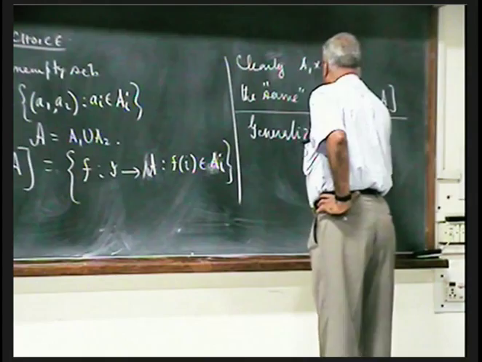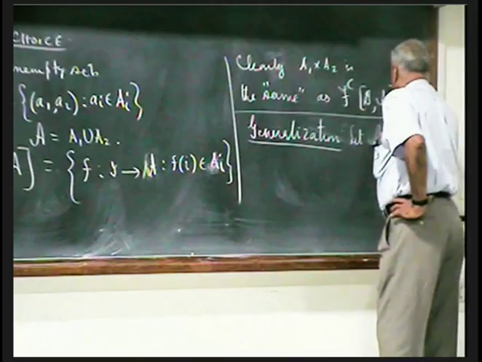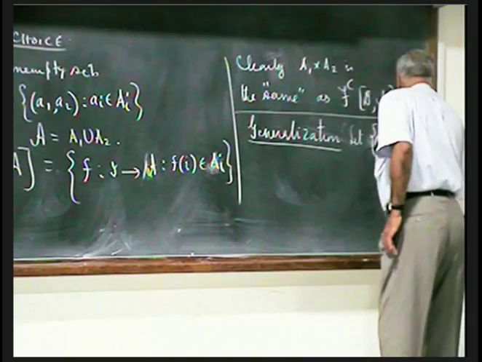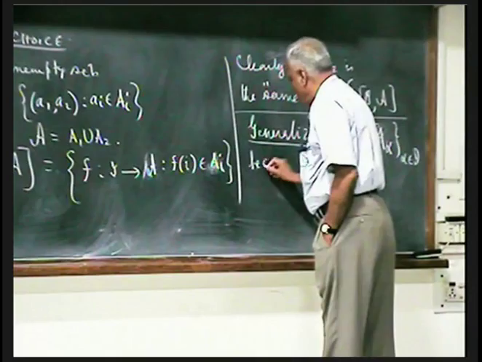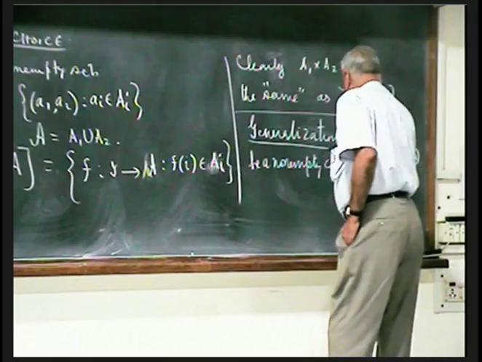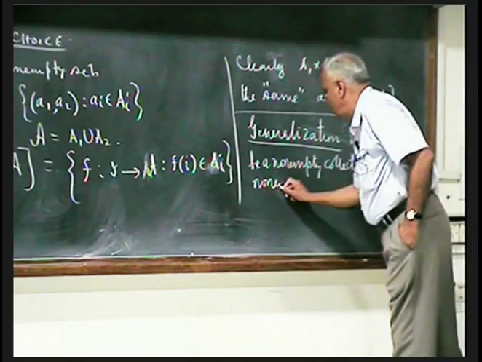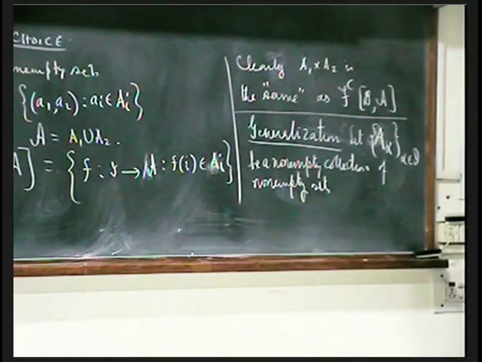So let A alpha, alpha belonging to some index set I, be a non-empty collection of non-empty sets. What is meant by non-empty collection? This index set has at least one element. So there is at least one set, and the sets are all non-empty.